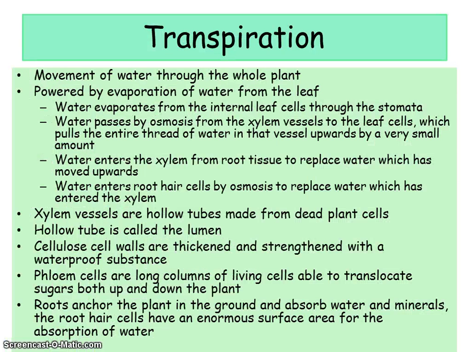Okay, now you may be asked to talk about the structure of those particular cells. The first thing to remember is that xylem cells are hollow tubes made from dead plant cells. The hollow tube in the inside is called the lumen. It's a bit like if you think about a hose pipe, the hole in the middle of the hose pipe is called the lumen. Same thing, the inside of the xylem cell is the lumen. The cellulose cell walls are thickened and strengthened with a waterproof substance.